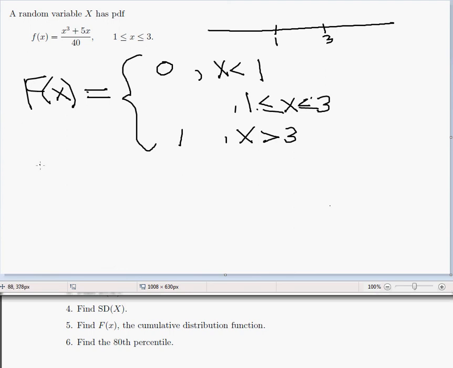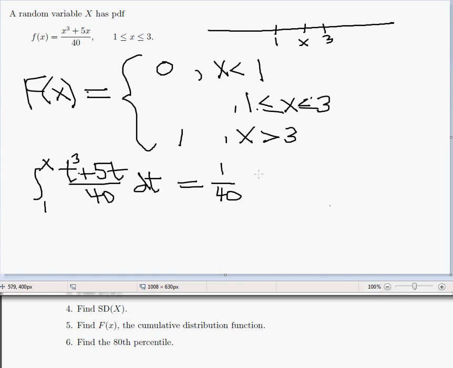So to do that, we need to integrate. So I need the integral from 1 to x. If x is in the middle here, the chance that capital X is less than or equal to little x is going to be the chance of being between 1 and x. So I need to integrate between 1 and x, (t cubed plus 5t) divided by 40 dt. And I use the letter t because the letter x has already been reserved for the right endpoint of this integration. So when I do the integral, this will look something like problems 1 and 2 earlier.